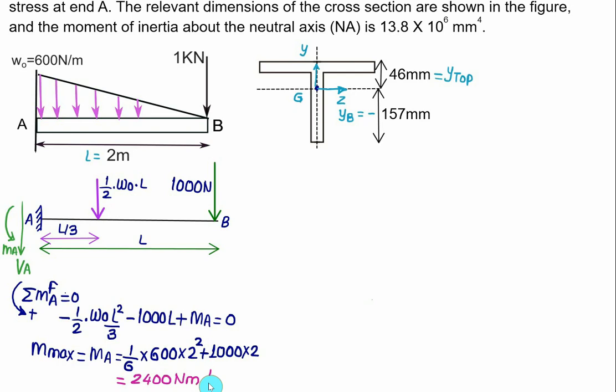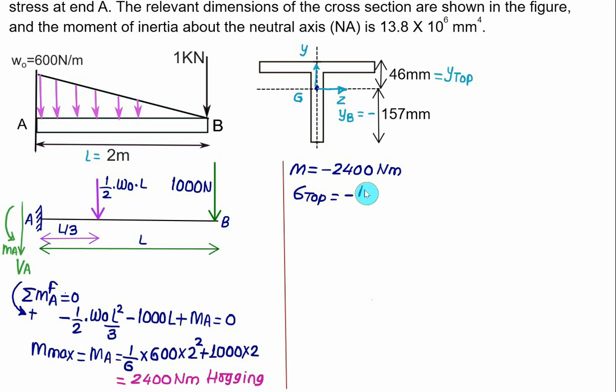So this one is a case of hogging, and whenever we have hogging, you have to treat the value of M as a negative value. So because of hogging, M is minus 2400 Newton meter. For Y top, the distance is positive. For bottom, the distance is negative. So we have maximum value of bending stress at top equal to minus M into Y top divided by moment of inertia Iz.